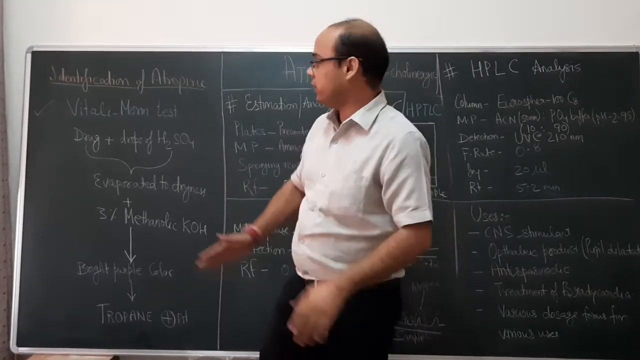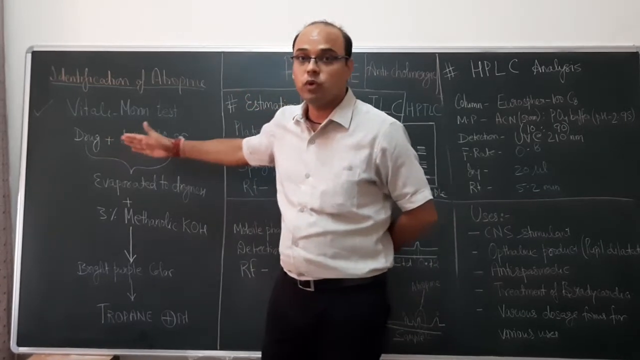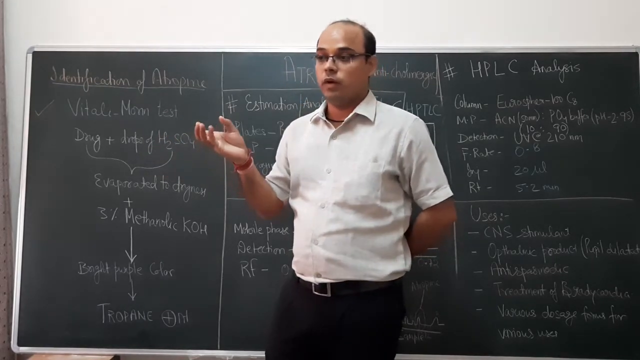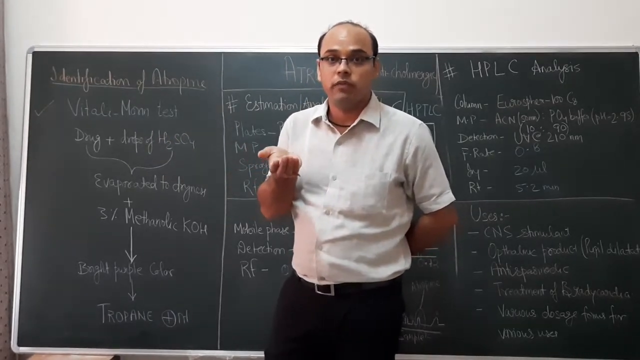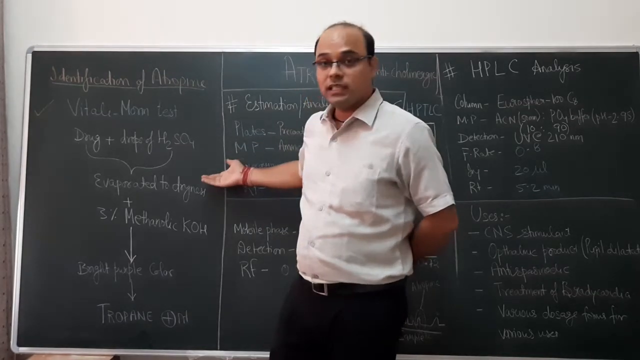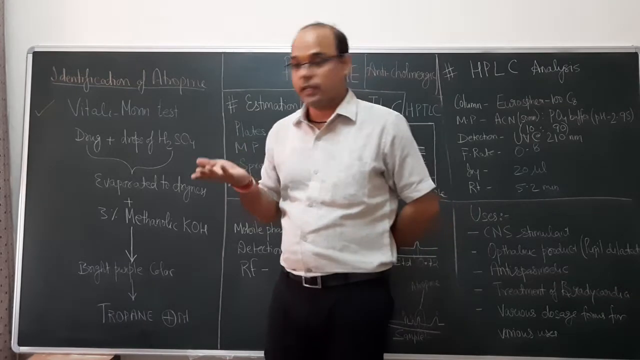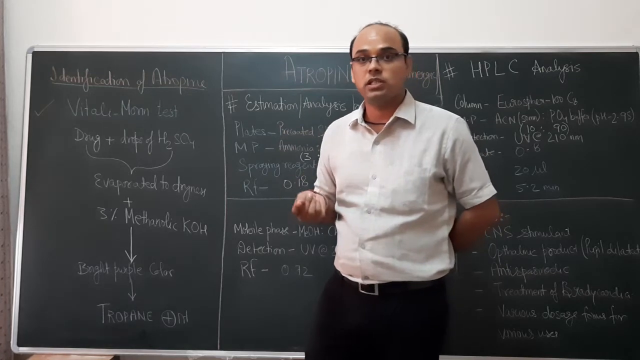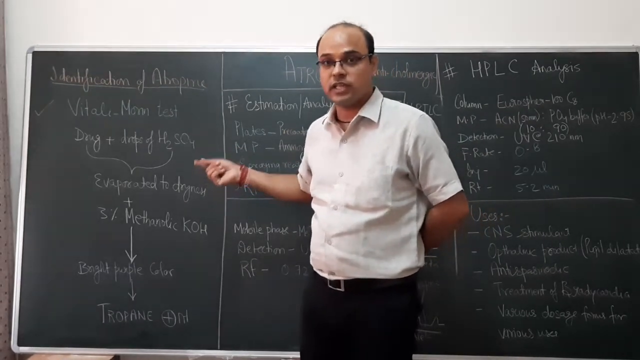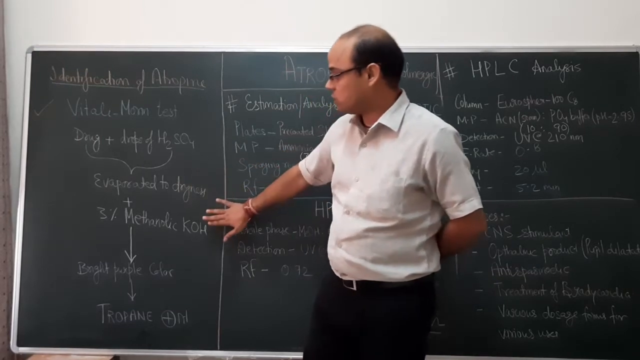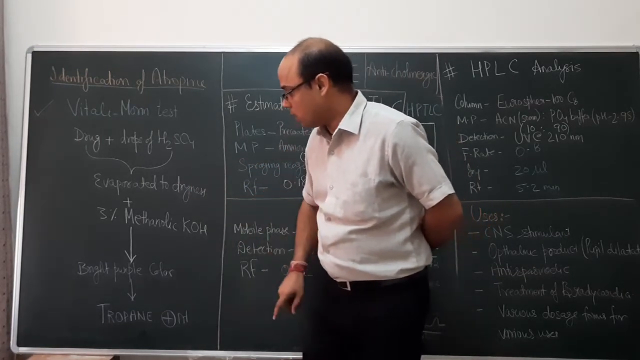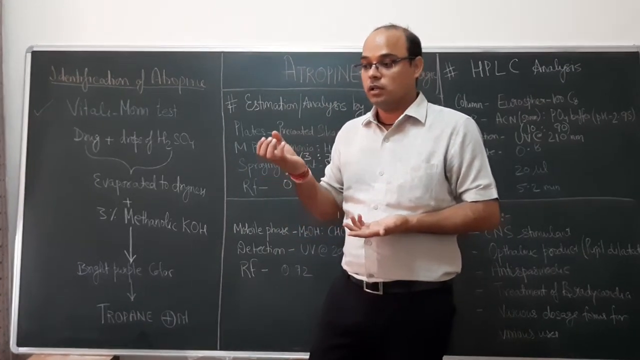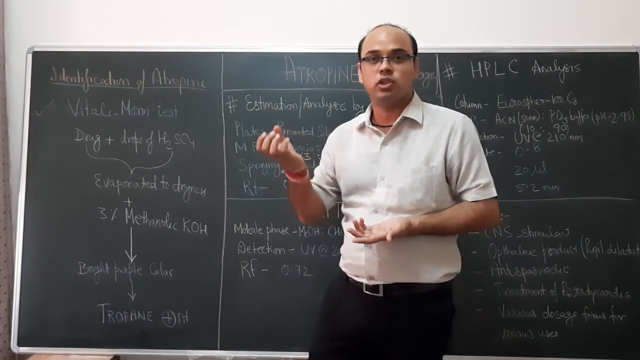What we do in this test is we take the drug and treat it with a few drops of H2SO4, that is sulfuric acid, and after the treatment we heat the mixture to dryness. To the dried residue we obtain after heating, we add 3% methanolic KOH, and after the addition of this 3% methanolic KOH, we get a bright purple color in the solvent or solution mixture.